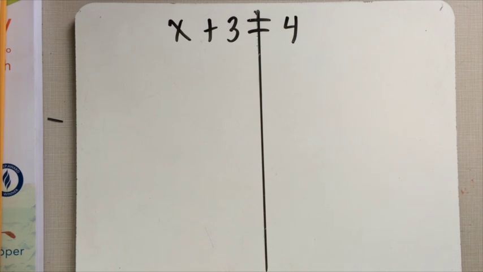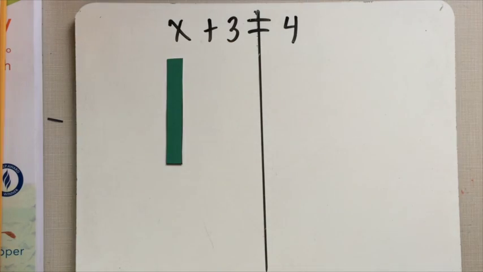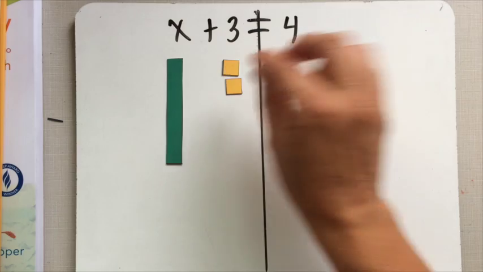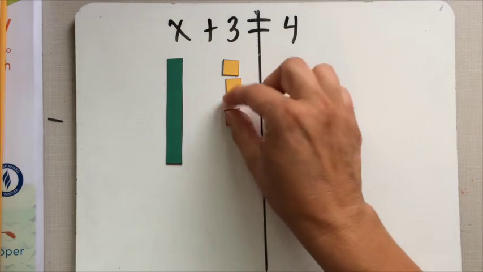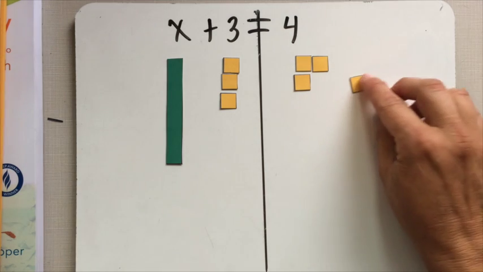So in order to represent x plus 3, I need 1 positive x, and I'm going to use my rectangles every time I see a positive x. And I've got 3 positive ones, so I'm going to need 3 yellow tiles to represent my 3 positive ones. And on this side, I have 4 positive ones. 1, 2, 3, 4.